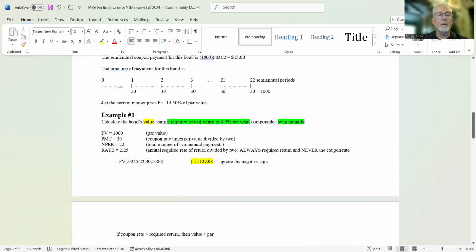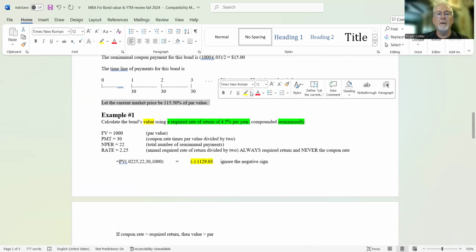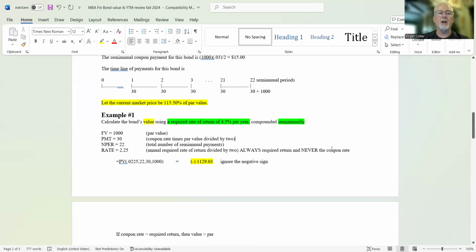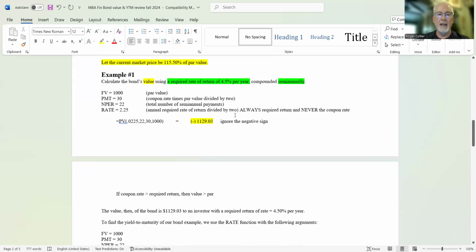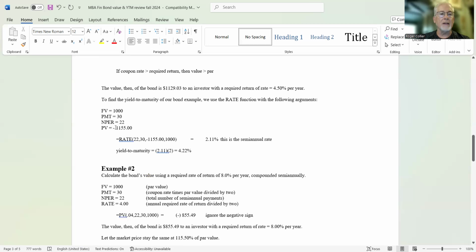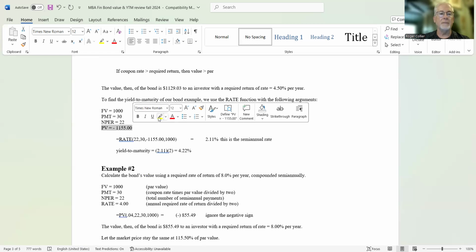Right here. Here's the statement. Let the current market price be 115.5% of par value. Now, remember last time when we looked at that actual listing online, we saw that bond prices are not quoted in dollars, they're quoted in percentage of par value. So this is what you would see if you look the bond up: 115.5% of par value. And that is where this 1155 comes from.